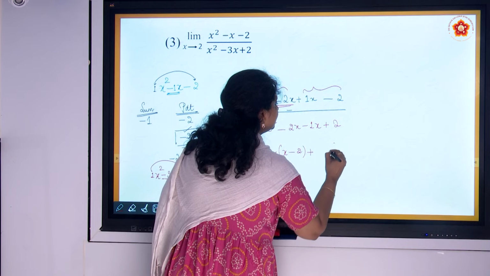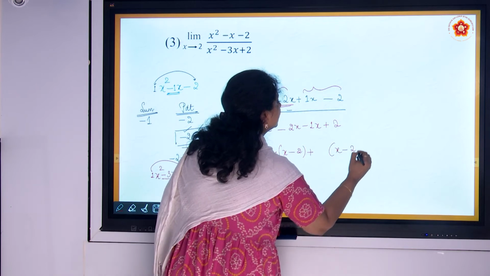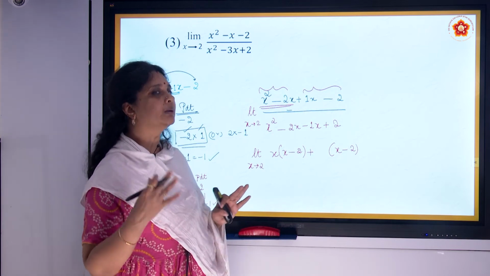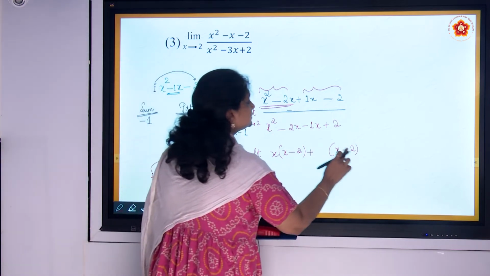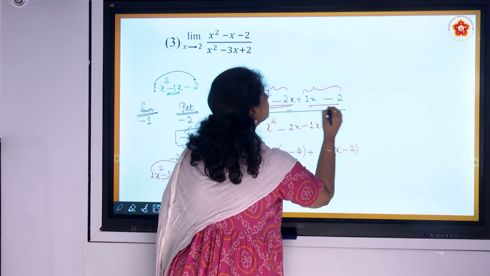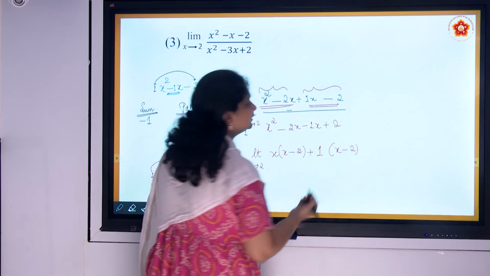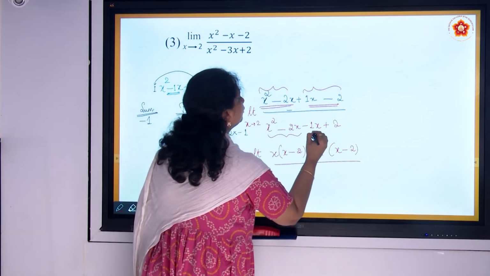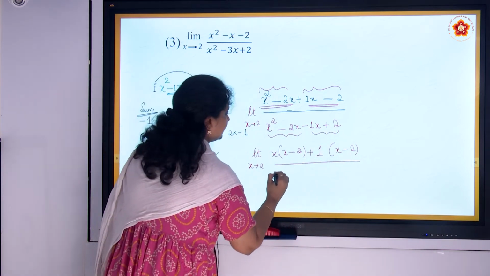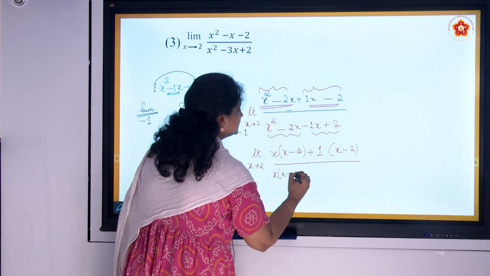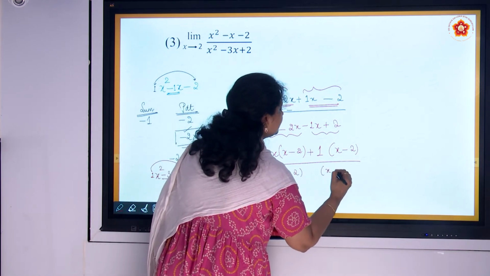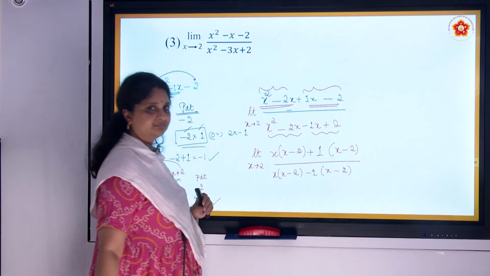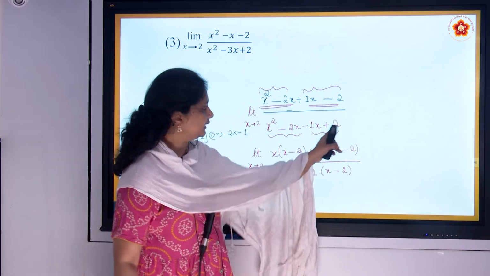Plus, I need to get the same x minus 2 here because it will be easy for my factorization. I hope you all remember all this. So for me to get the same x minus 2, I just have to remove plus 1 outside. Divided by, again, I have 4 terms. Let me factorize this. x is common. I have x minus 2 and I have to get the same x minus 2. So for that, I have to take minus 1 outside. Right? Just try multiplying inside, you will get this.